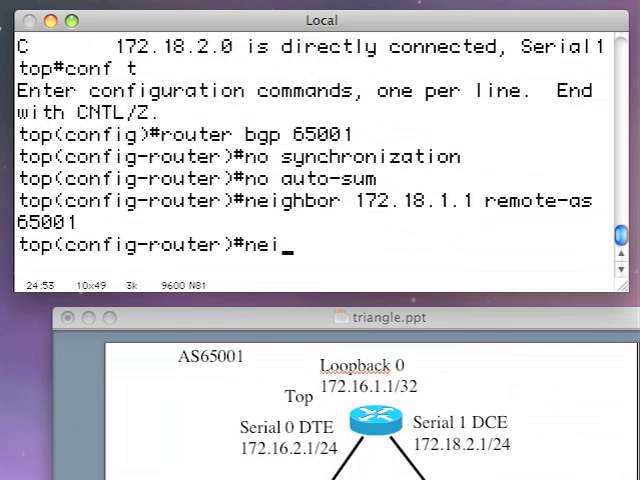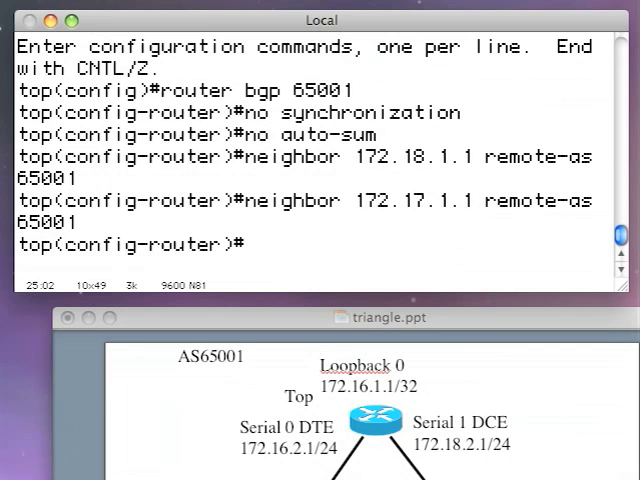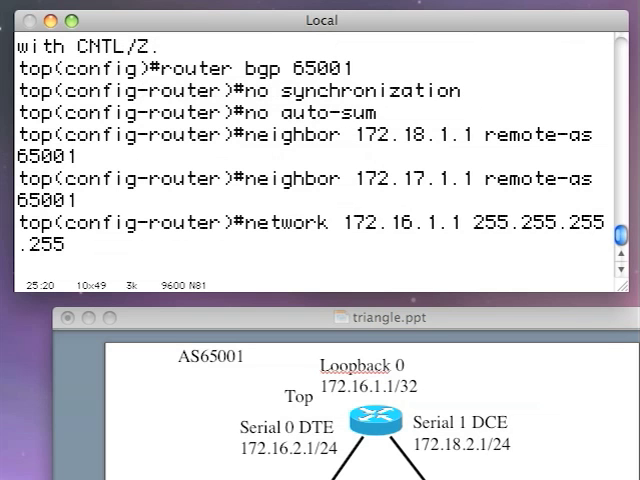And I have another neighbor 172.17.1.1 remote-AS 65001. And let's try to inject our routes into BGP. So I'm going to specify my directly connected networks precisely. So network 172.16.1.1, 255.255.255.255. I'm sorry, I need the mask.